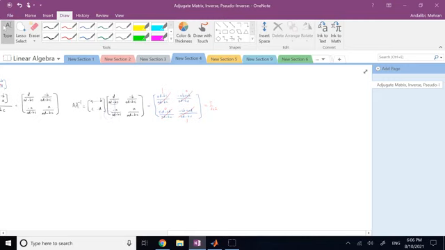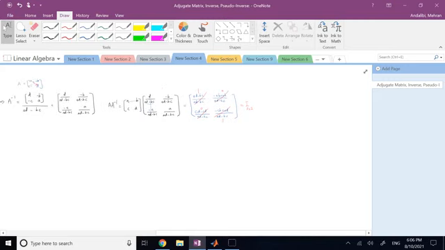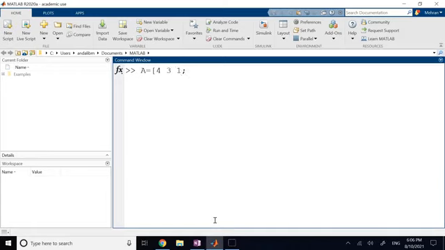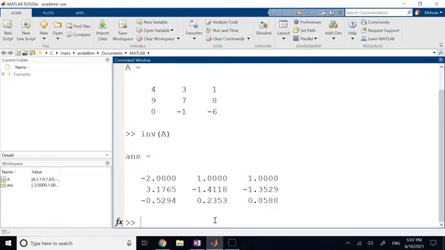So that's the inverse of a 2 by 2. But now if I have a 3 by 3, 4 by 4, and so on, you can apply the same procedure. It takes a little bit more calculation, but you can easily get the thing done. And in MATLAB, you can use the command inv. So let's say A is 4, 3, 1, then 9, 7, 8, then 0, negative 1, and negative 6. All you need is to use the command inverse, and that will give you the result.